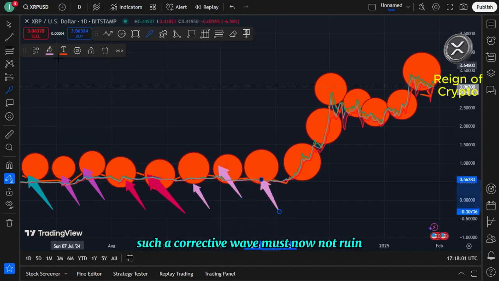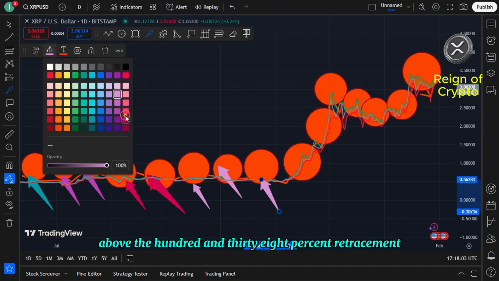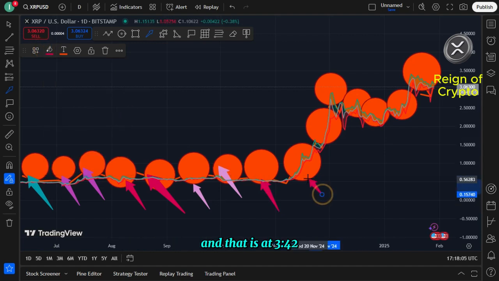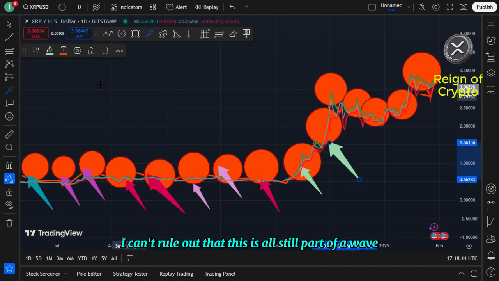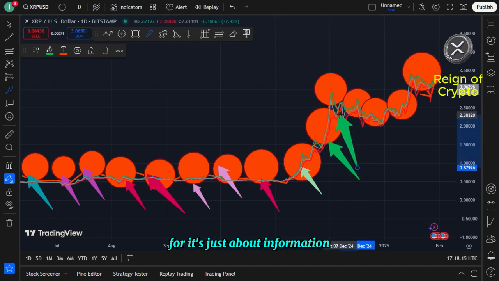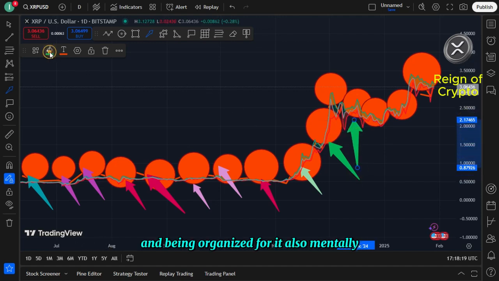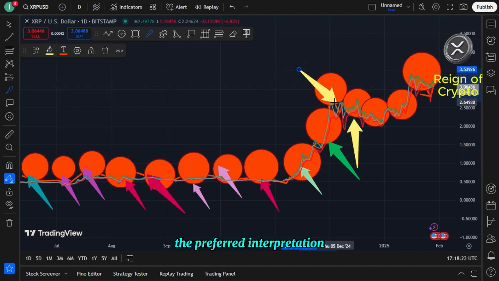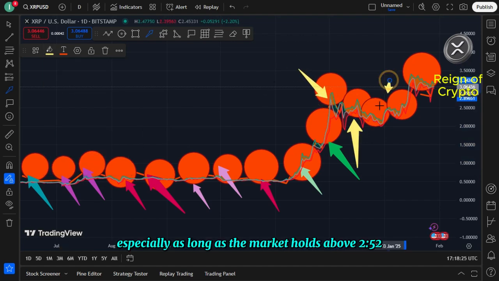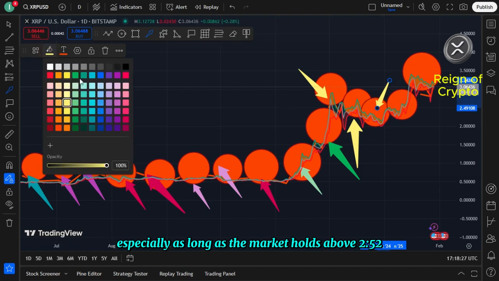Such a corrective wave should not break above the 138% retracement, and that is at 342, and you can see that was reached perfectly. So therefore, I can't rule out that this is all still part of a wave 4. It's just about knowing the parameters, and being prepared for it also mentally. But for now, the yellow scenario remains the preferred interpretation, especially as long as the market holds above 252.